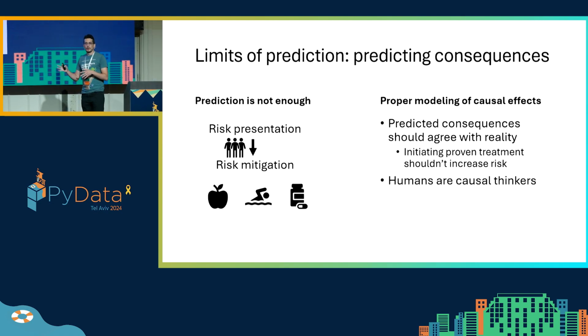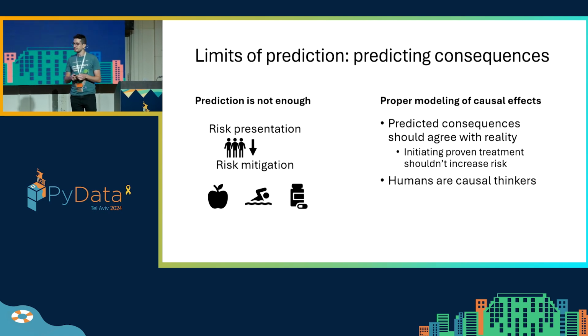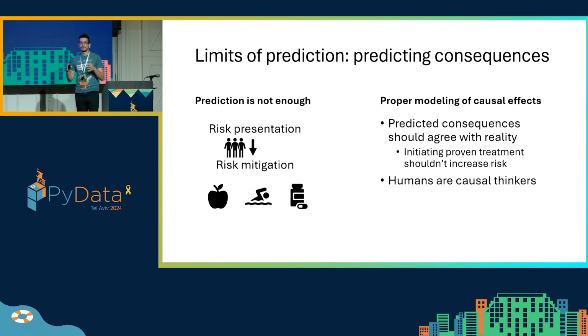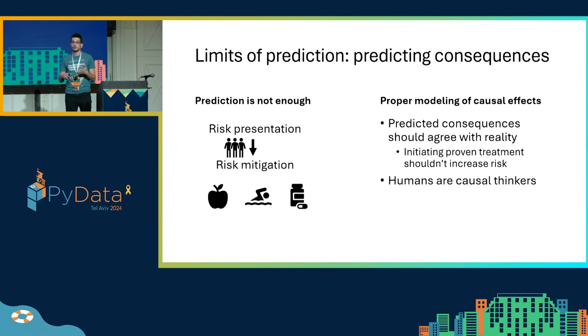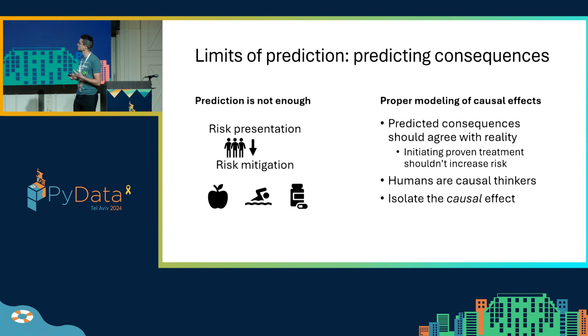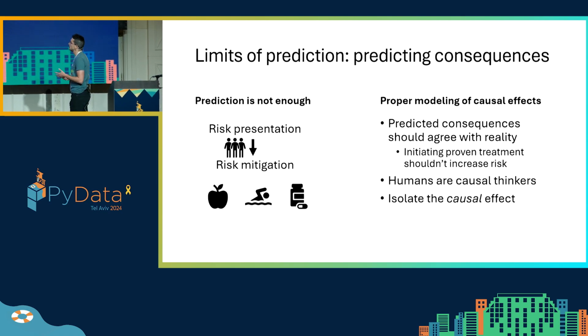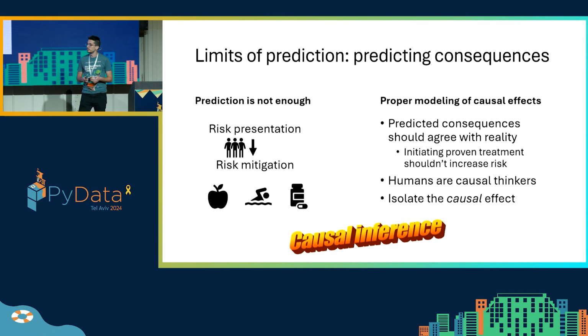And to the credit of the authors of this risk calculator, they did not intend to estimate the causal effect of blood pressure treatment, but nevertheless, physicians and patients misinterpret that because this is what they care about. We are causal thinkers. We understand the world through causal effect, and this is what interests us. And so we often would like to isolate the causal effects of the actions that we can take, and this is where causal inference comes in.